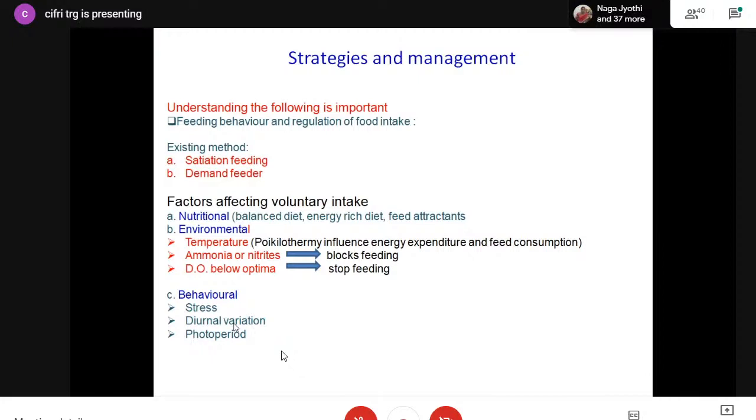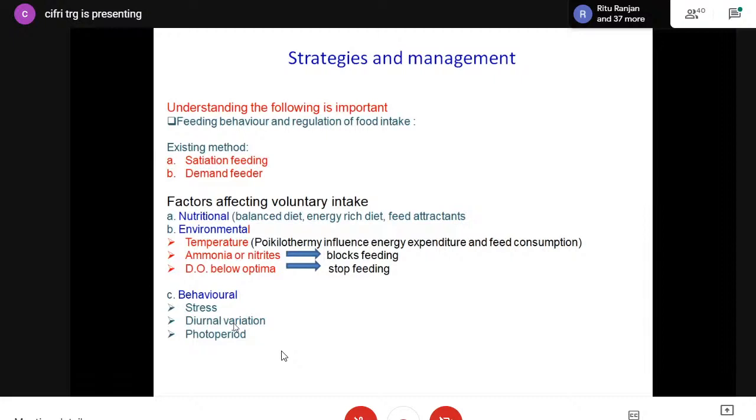That blocks feeding. Unless we control ammonia in the aquatic system, there will be a reduction in feed consumption, and ultimately we end up with poor growth and poor yield. And third is dissolved oxygen. That is a very vital factor as far as fish is concerned. It should be maintained at an optimum level so that the fish consumes its required quantity of feed. And if it is below optimum, then fish will stop feeding.